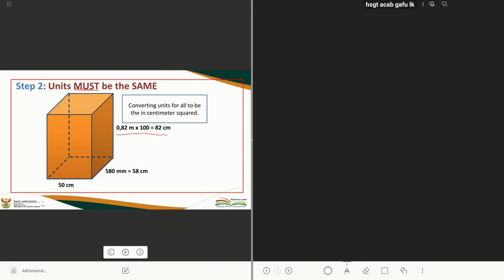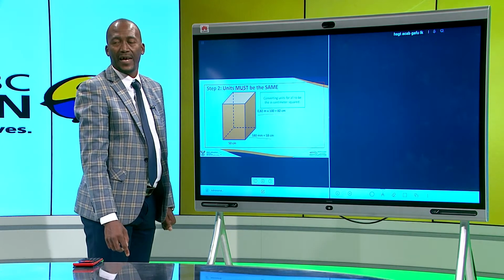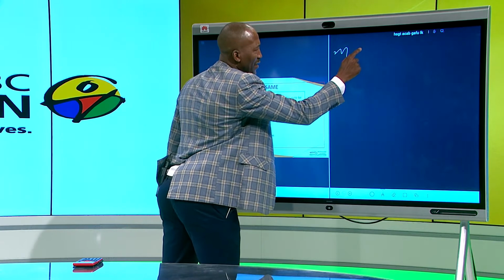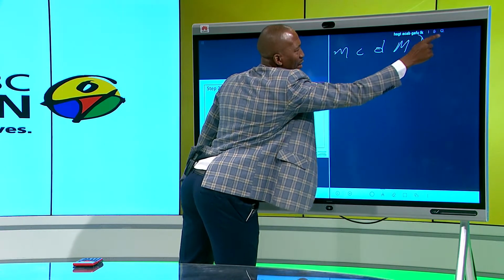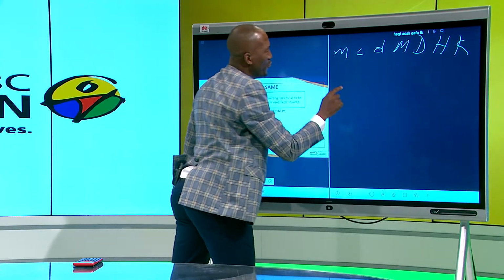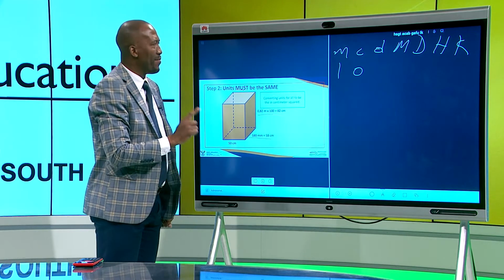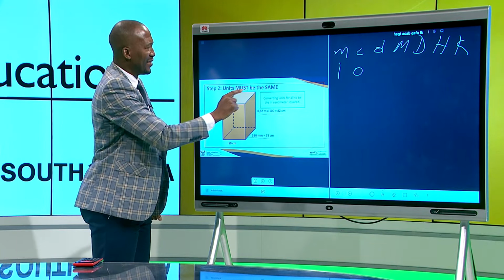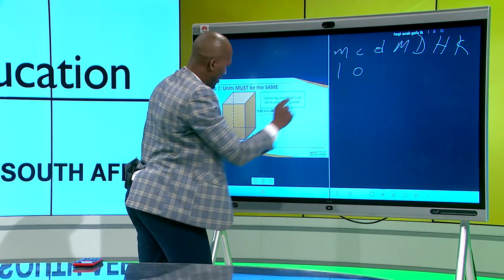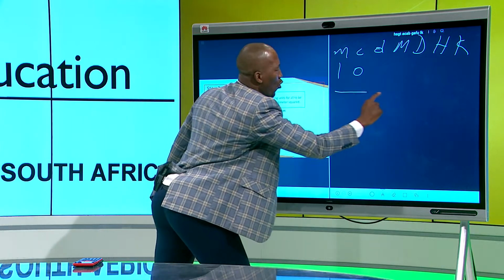We look at the second conversion. The second conversion is converting these millimeters to centimeters. We put our 1, we put our 0 here. So remember, our answer must be in centimeters squared. Now, what is happening here is that we must convert these millimeters to centimeters. What do we do? We go in this direction.